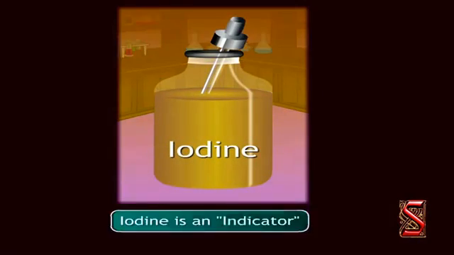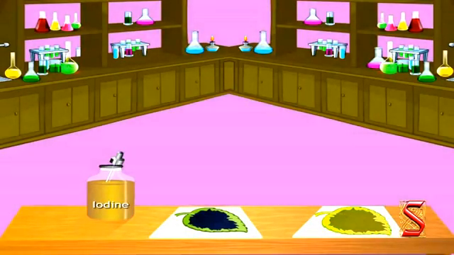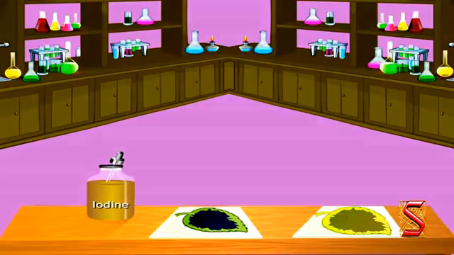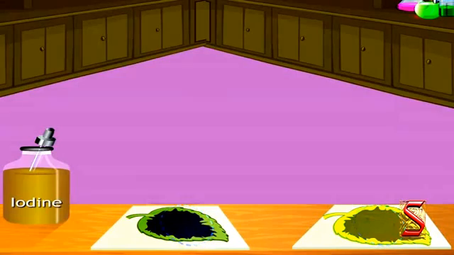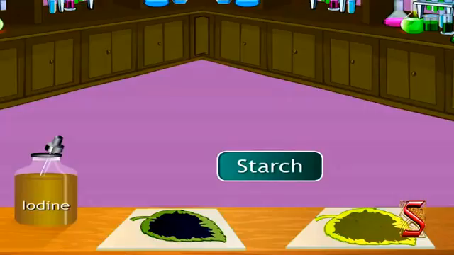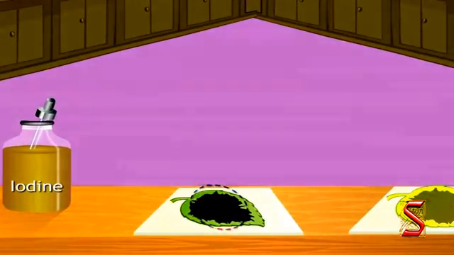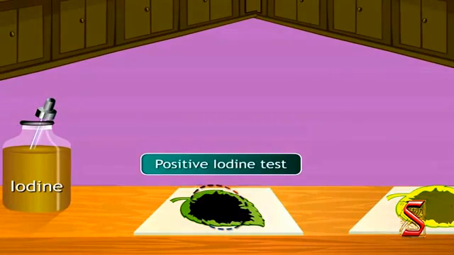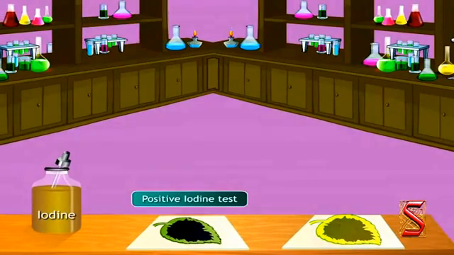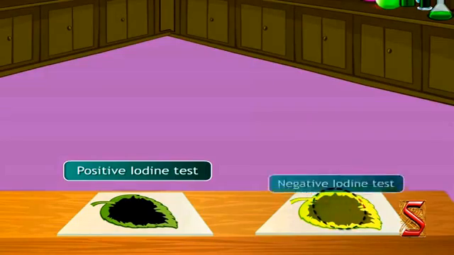Iodine is an indicator. An indicator is a substance that indicates the presence of another substance, often by changing color. Here, we are using iodine to indicate the presence of starch, that is a carbohydrate found in plants. Iodine solution on the uncovered leaf turns blue-black in color, which is a positive iodine test. On the other hand, when we put the iodine solution on the covered leaf, the color of the solution does not change, which is a negative iodine test.